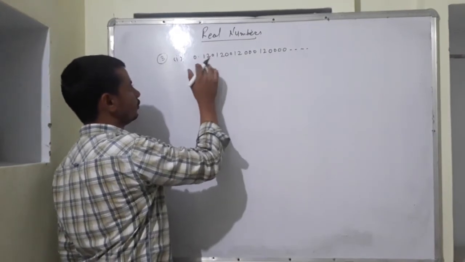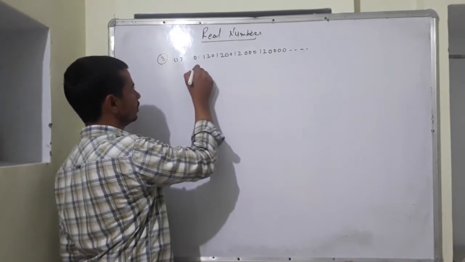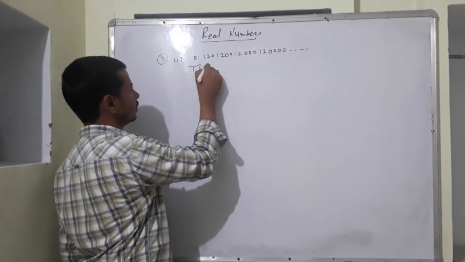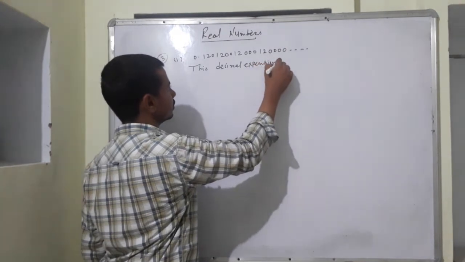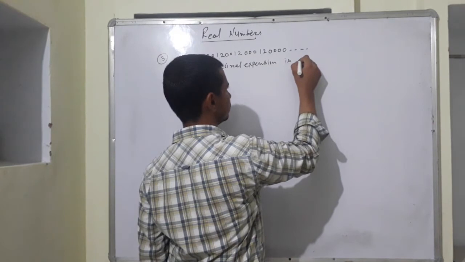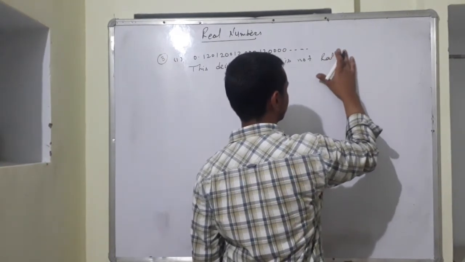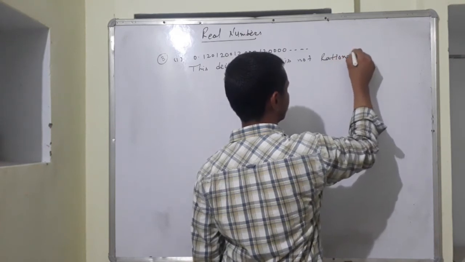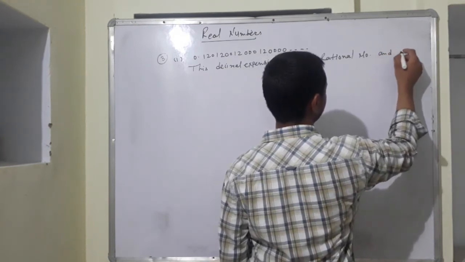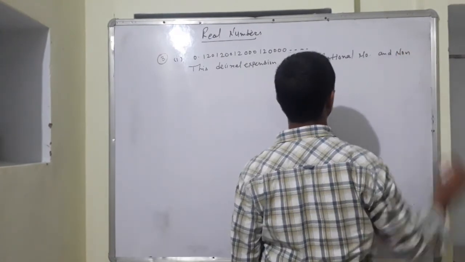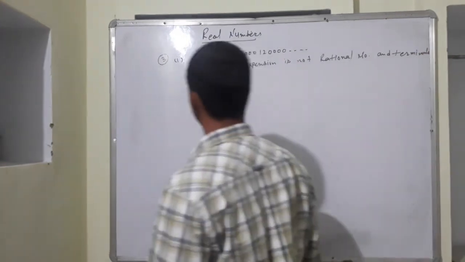Then we cannot verify the number of digits after this point, then this decimal expansion is not a rational number and it is non-terminating. Okay.